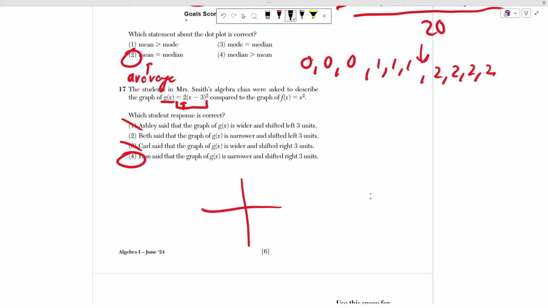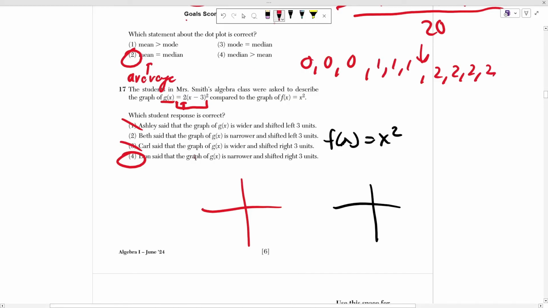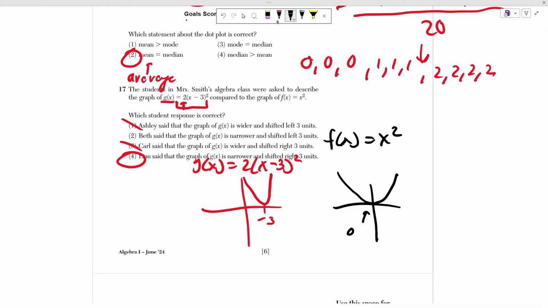So let's just say that this is f of x, x squared, and this is going to be g of x is equal to 2x minus 3 squared. So this graph is actually going to look something like this, right? It's going to be narrow, and it's going to come here at 3. This x squared is just going to go like this, and it's going to come here at 0. So in order to come from here to here, you made it narrower, you made it skinnier, and you also moved it over to the right by 3 units, okay?